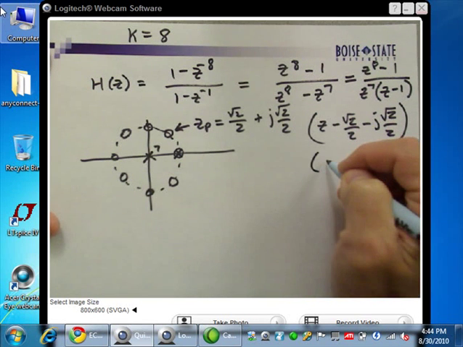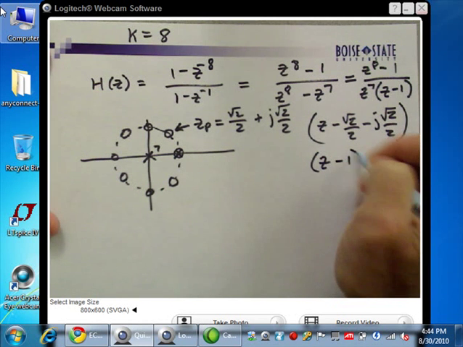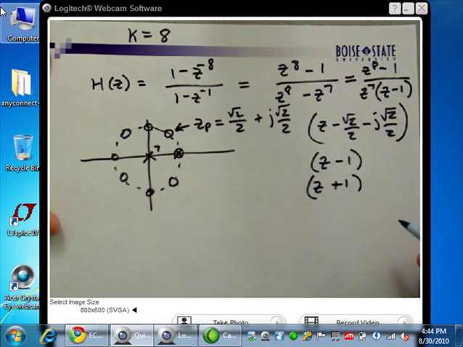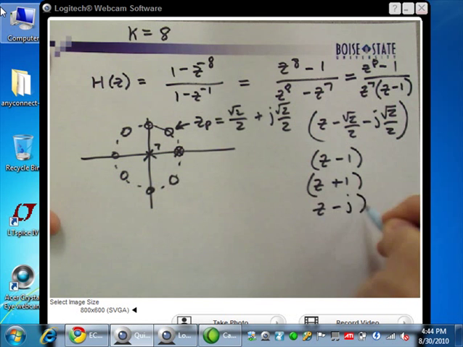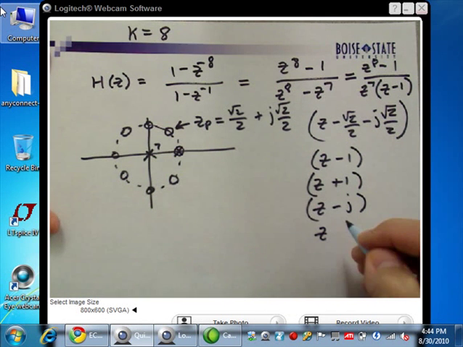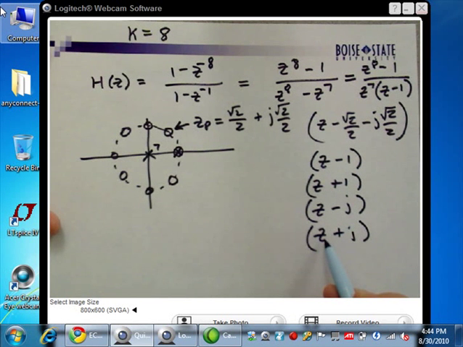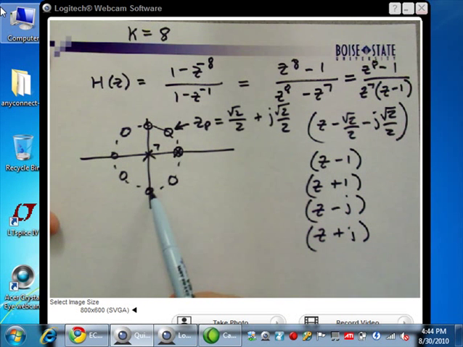Would everybody agree I've got a pole, or a 0? I keep saying pole. A 0 at 1. Would everybody agree I have a 0 at minus 1? Would everybody agree I have a 0 at plus j? So that would be here. Then I have a 0 at minus j. So whenever z is at minus j, we're up here, we're down here, and the transfer function goes to 0. The whole point of it being called a 0.